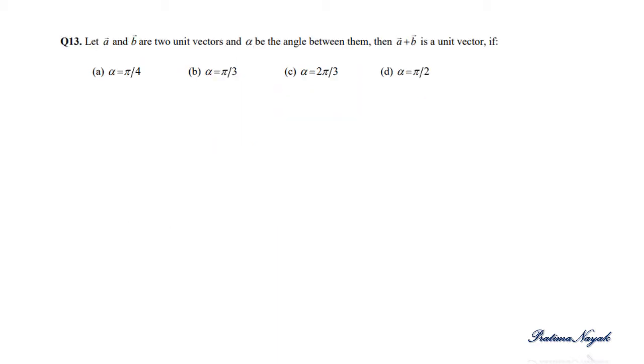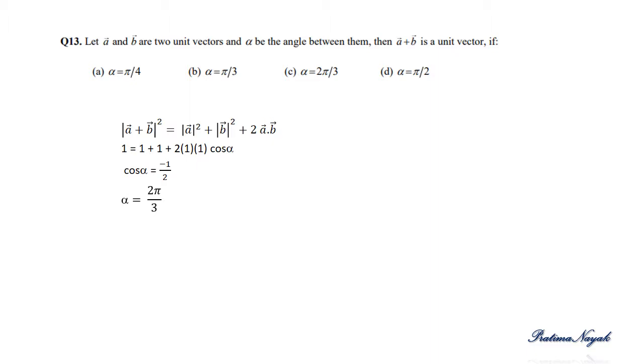A and B are two unit vectors, and alpha is the angle between them. Then A plus B is a unit vector if alpha is, with the options: pi by 4, pi by 3, 2 pi by 3, pi by 2. So we write |A plus B|² is the same as |A|² plus |B|² plus 2 A dot B. And what is A dot B? A dot B is AB cos alpha.